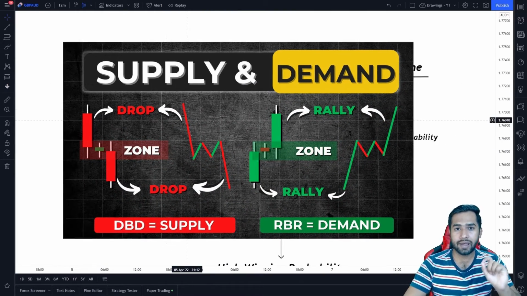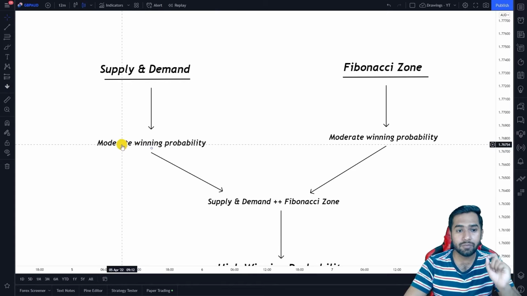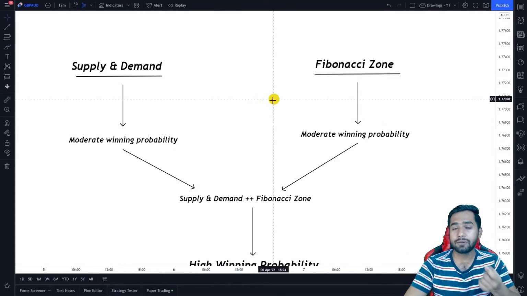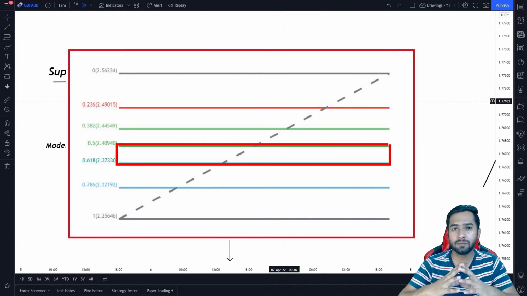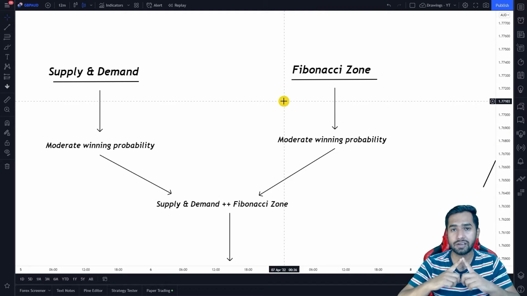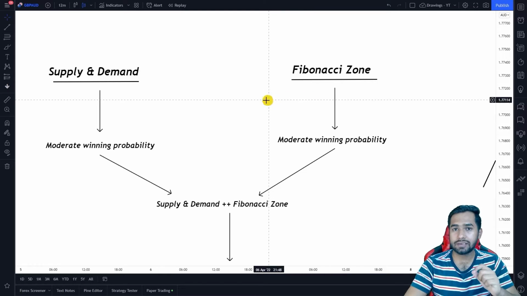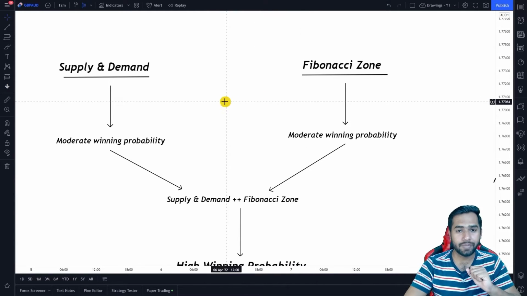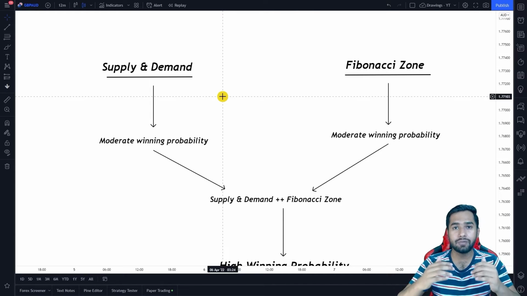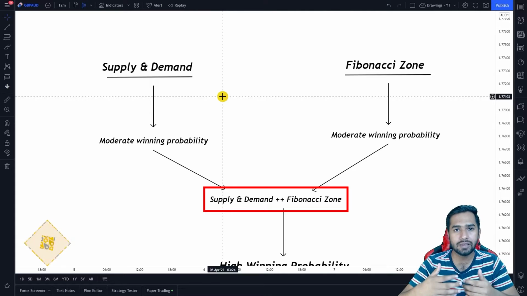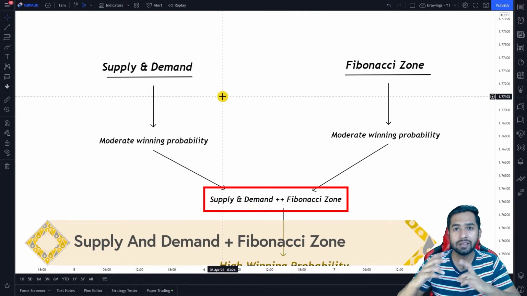So the supply and demand zones have a moderate winning probability. Okay, and if we talk about the Fibonacci zone, it is also a zone between the levels of 50 to 61.8 Fibonacci. So in between those ratios, that zone is called the golden ratio zone, and that zone also has a moderate winning probability. So now separately, these two zones have a moderate winning probability, but if we combine these two zones, we can increase the winning probability of the final setup that will form.